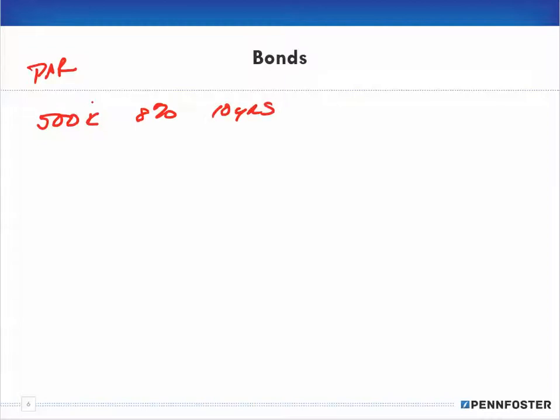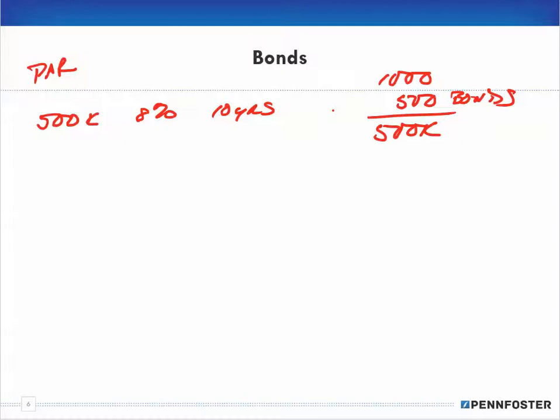Now that $500,000, if it was at par, remember each bond has a face value of $1,000. So basically what they're actually selling are 500 bonds at a face value of $1,000. That's how they get $500,000.